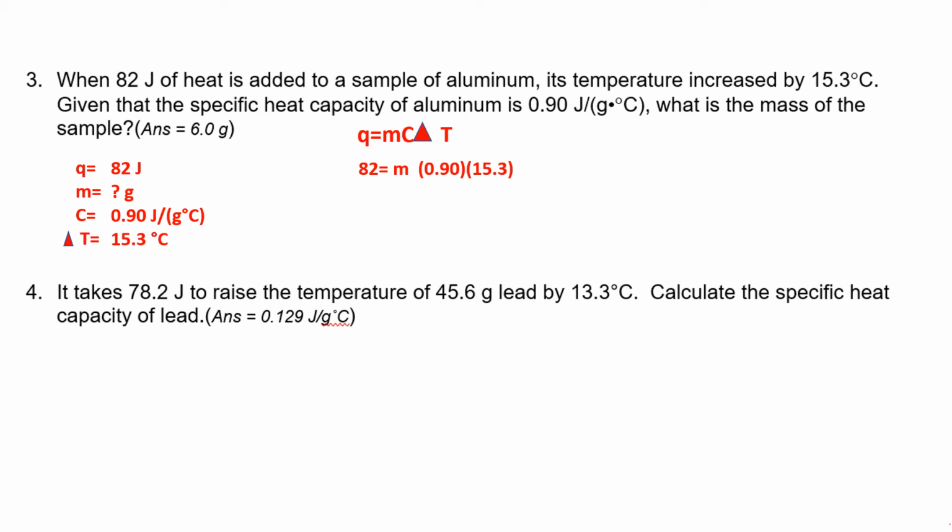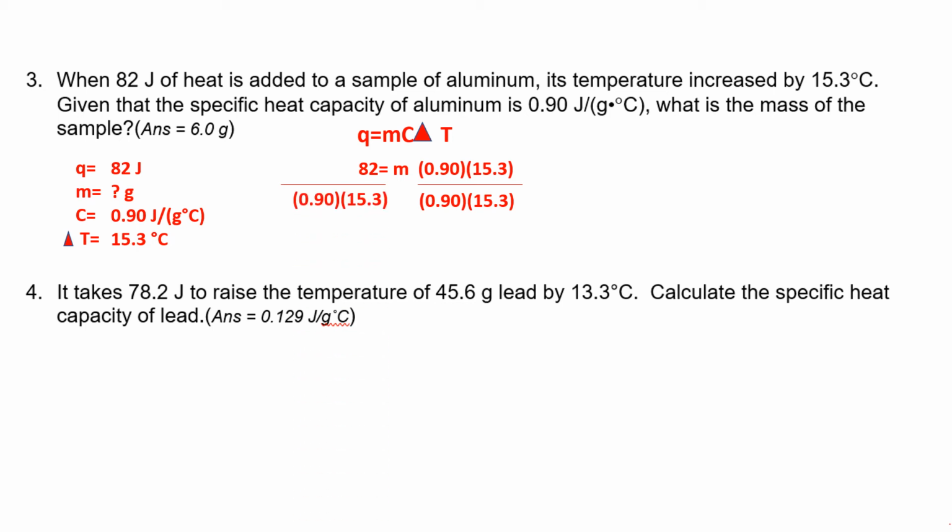It would look like this. We're trying to get m by itself. We're trying to isolate m. So we need to divide 0.9 times 15.3 on both sides of the formula so that we can get m alone. So we're going to do that on both sides of the formula.